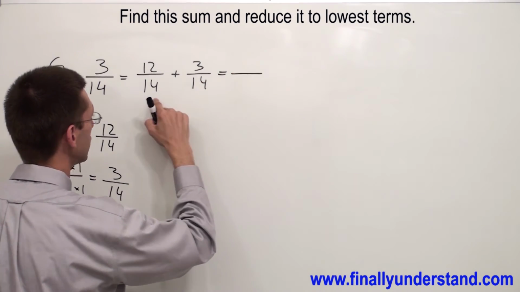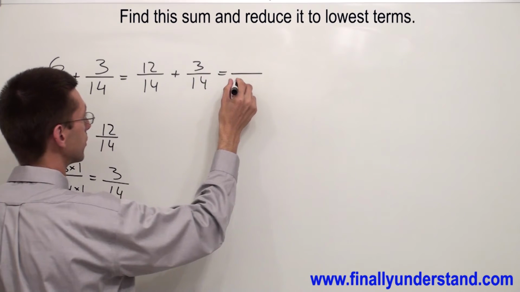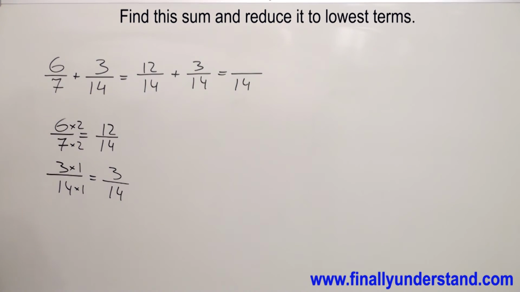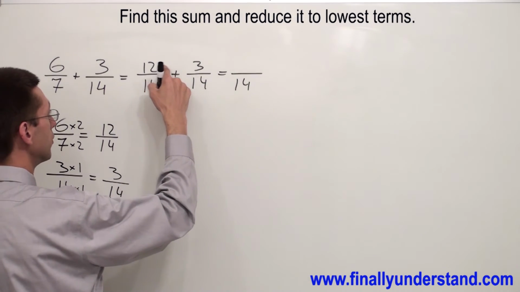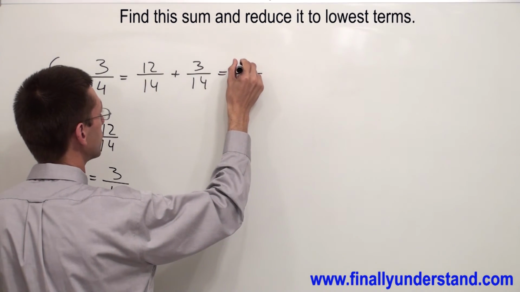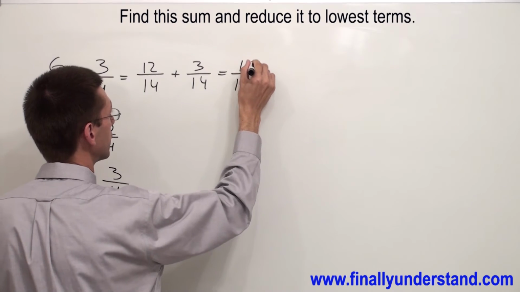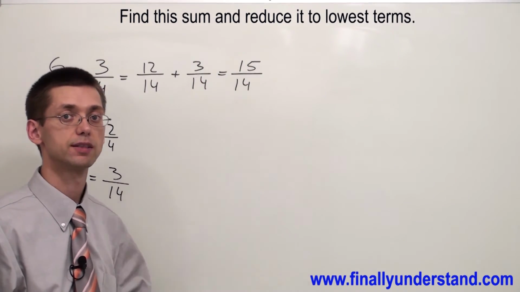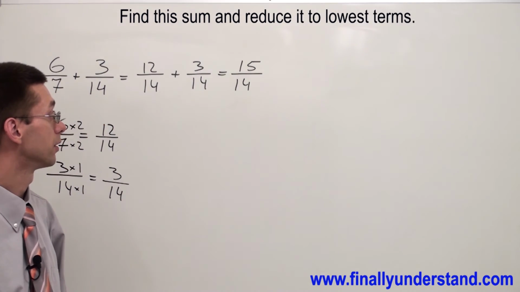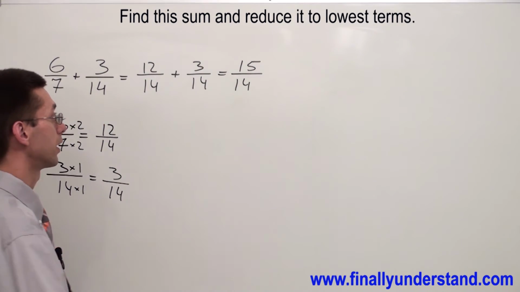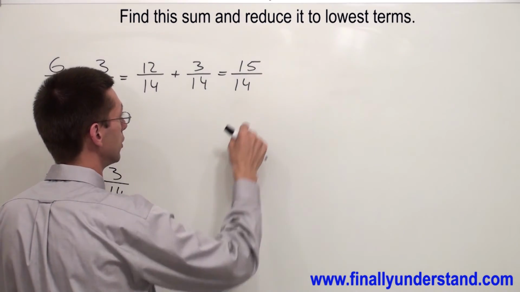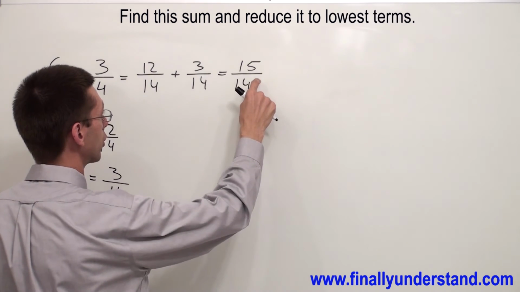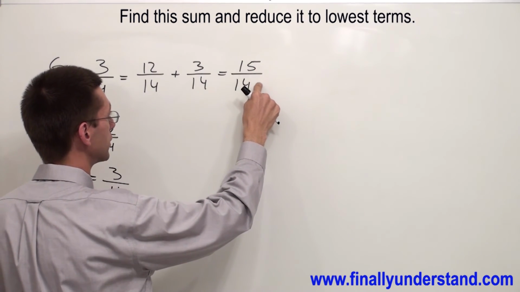Remember, anytime we add fractions, we have to keep the denominator. That's why my denominator is going to be 14, and I have to add the numerators. 12 plus 3 gives me 15. Now, 15 over 14, this is an example of an improper fraction. Okay, we prefer to get the answer in the mixed number form. That's why I'm going to convert the improper fraction to a mixed number.